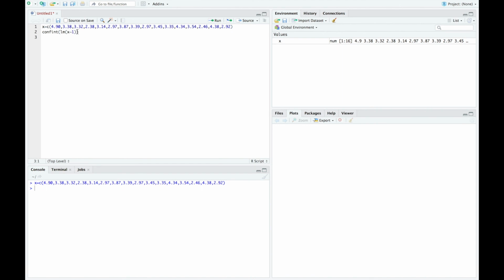And then we need our level. Since we wanted a 99% confidence interval, we have that our level is equal to 0.99. And then we can run this command, and we get that our confidence interval is 2.92 to 3.92. So the true population mean is somewhere between 2.92 and 3.92 with a 99% certainty.